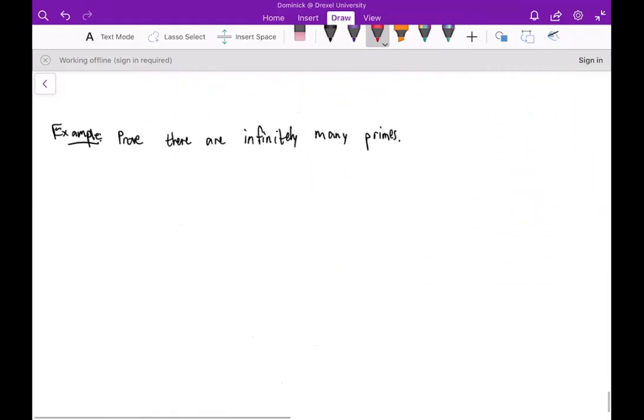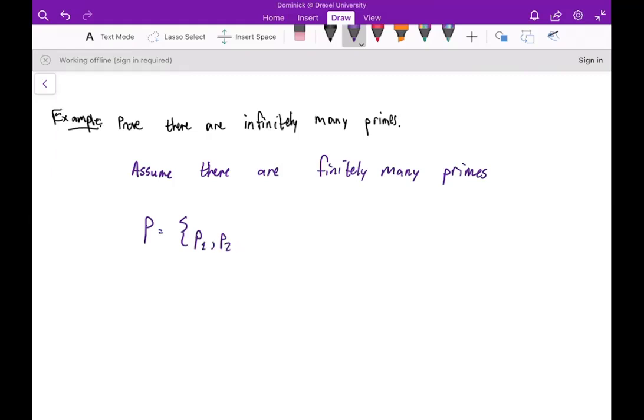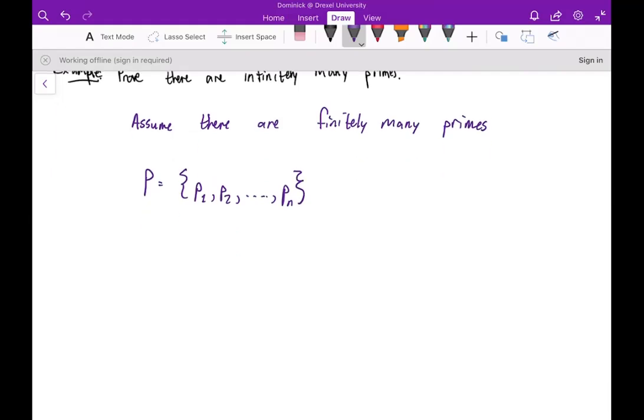All right, now the last example that we'll do is we'll show that there are infinitely many primes. So we will assume that there are finitely many primes, and we're going to assume that we have them all listed out, right? So we're going to say that our set P is a set of all prime numbers P1, P2, all the way up to Pn, right? Whatever n is, however many, whatever our finite list is, we're saying that it stops at n.